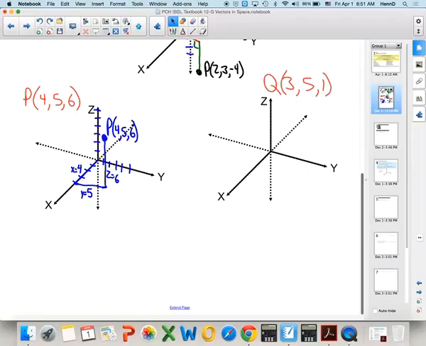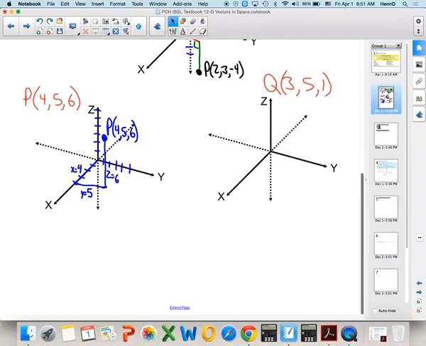All right, you're getting the idea, although you've got your axes mixed up. This is your X. You made that your Y, and this should be the Y. And then the up and down one is Z. Your coordinates go in order X, Y, Z. So 3 is the X, 5 is the Y, 1 is the Z.